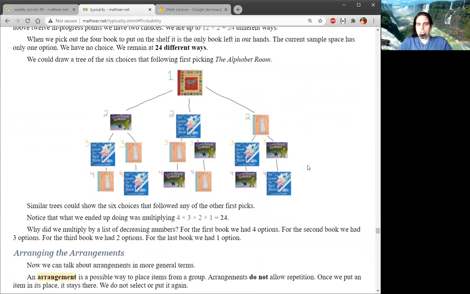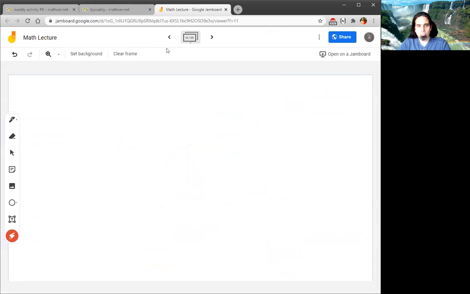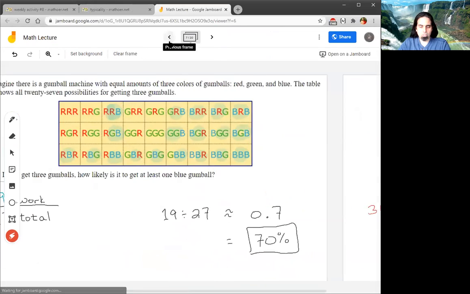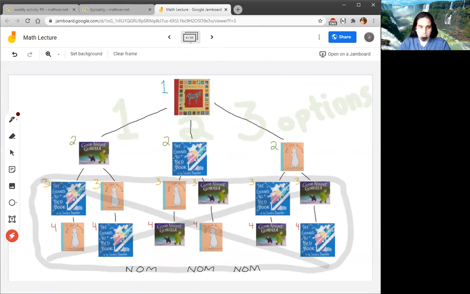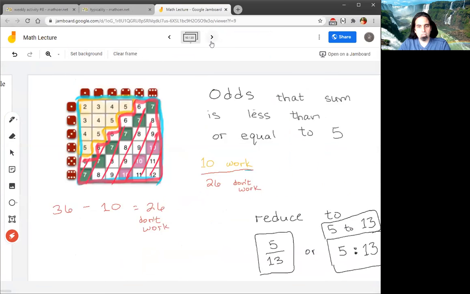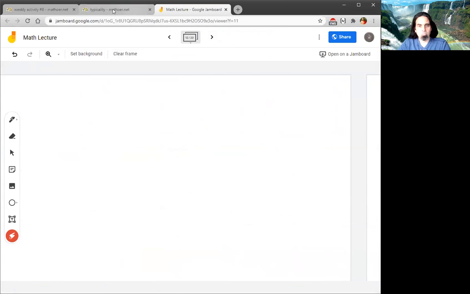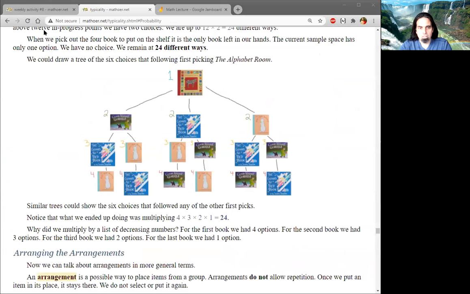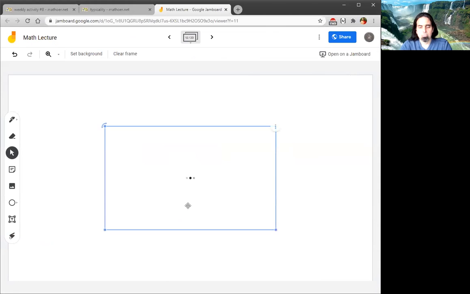We could draw a tree about the 6 choices that follow if we first picked the alphabet room. So I'll go back to where this tree was on the Jamboard. No, I won't because it has more writing on it. Never mind, I'm distracted. I will copy this and move it there.